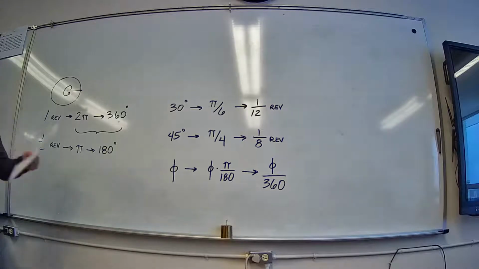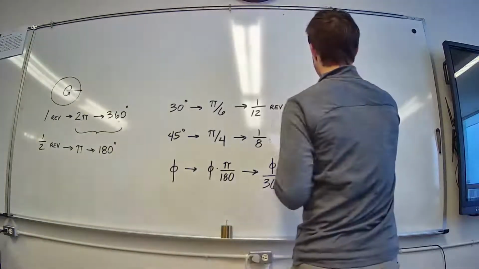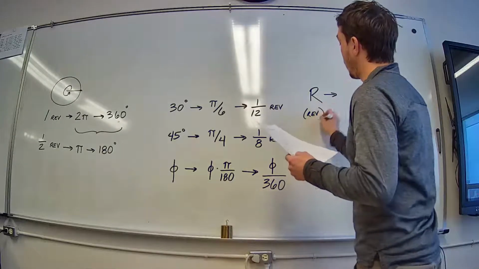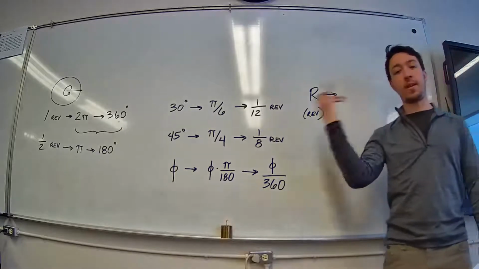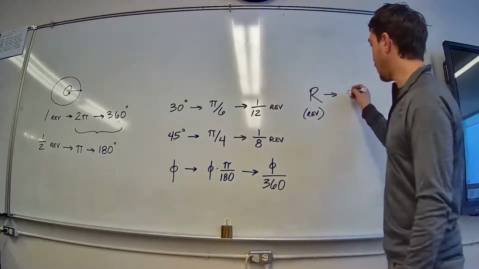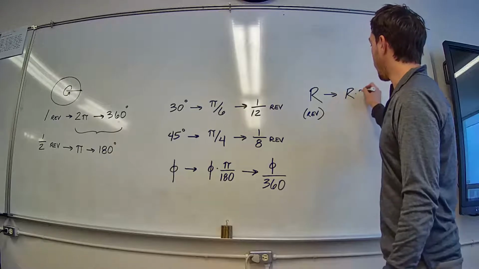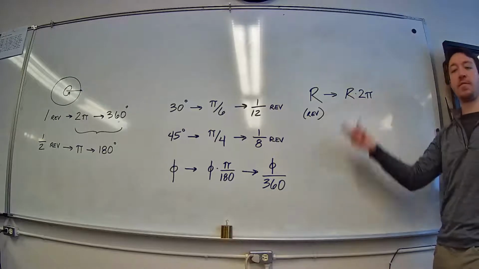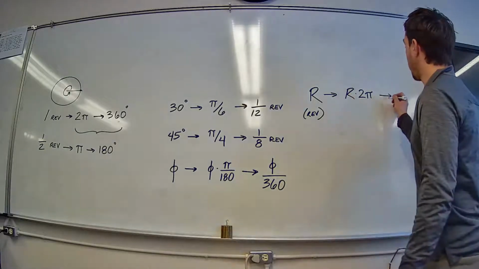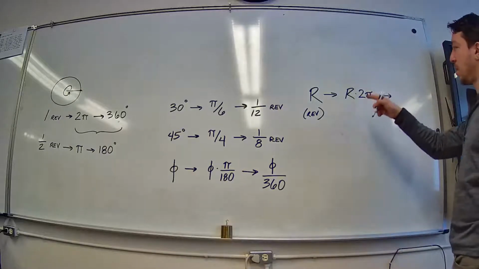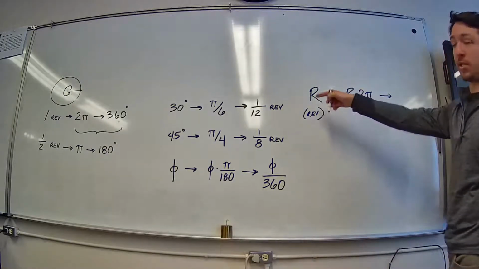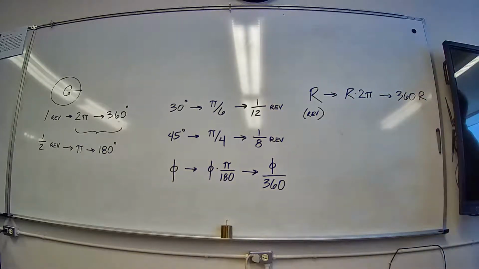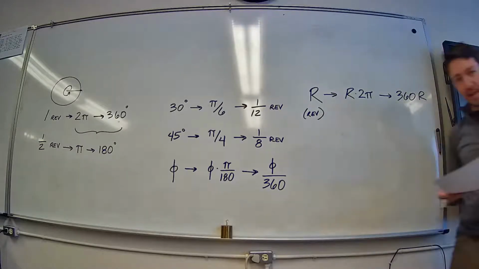So that's probably the easiest of the 3, going from revolutions to everything else. If you have R revolutions, this is how many revolutions you know, like that disk spun 1,000 times, all you would do is multiply your number of revolutions by 2 pi, because there's 2 pi radians in each revolution. And there's 360 degrees in each revolution, so you multiply the number of revolutions by 360 to get how many degrees you went. Right, Kate?